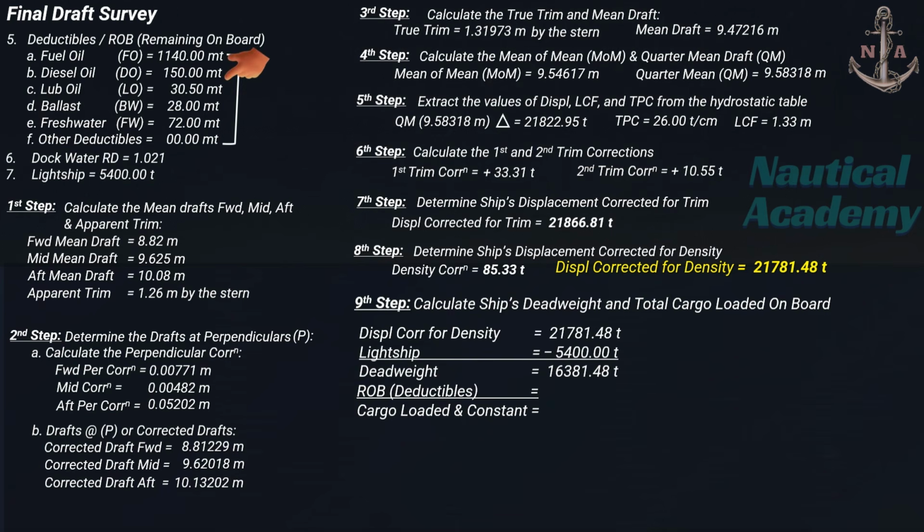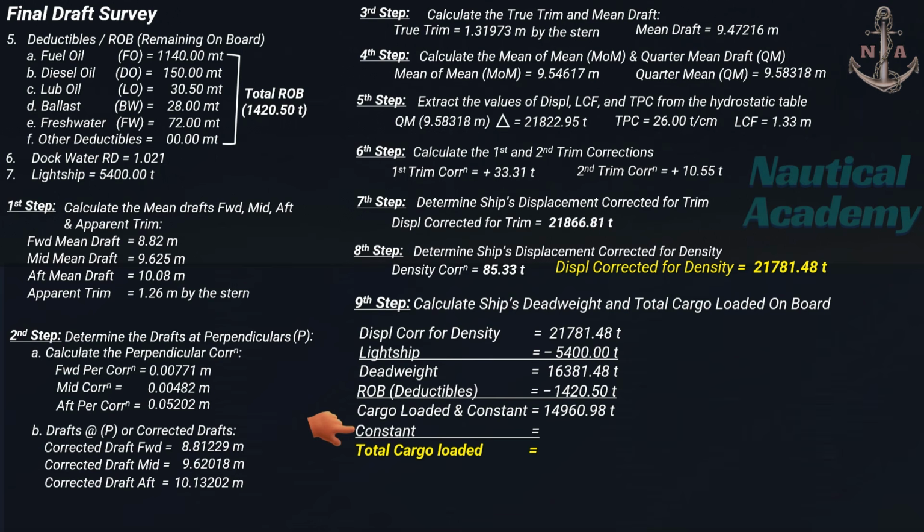Next, subtract the deductibles, or ROBs. This includes fuel oil, diesel oil, lube oil, unpumped ballast, fresh water, and other deductibles. In this case, the total ROB is 1,420.50 metric tons. The result is the combined weight of cargo being loaded and constant. Take note if the ship is in ballast condition, meaning no cargo on board, this value is the ship's actual constant. However, in this scenario, the vessel is in a loaded condition, so this value represents the combined weight of cargo and constant. By subtracting the ship's constant, we obtain the total weight of cargo loaded on board.